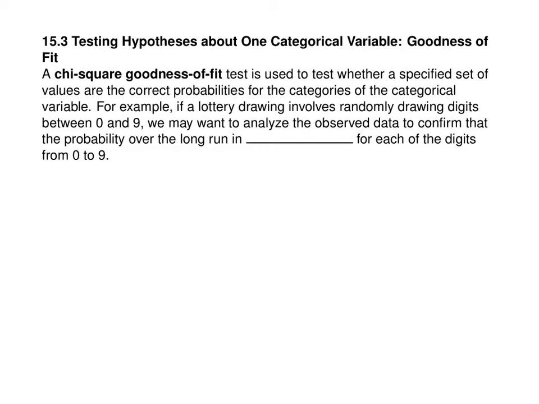So a chi-square goodness of fit test is used to test whether a specified set of values are the correct probabilities for the categories of the categorical variable. Another example: if you had a lottery drawing that involved randomly drawing digits between 0 and 9, you might want to analyze the observed data to confirm that the probability over the long run is 0.1, or 1/10, for each of the digits. Otherwise, you could get clever and analyze how often each digit shows up and guess the ones that appear with higher frequency.